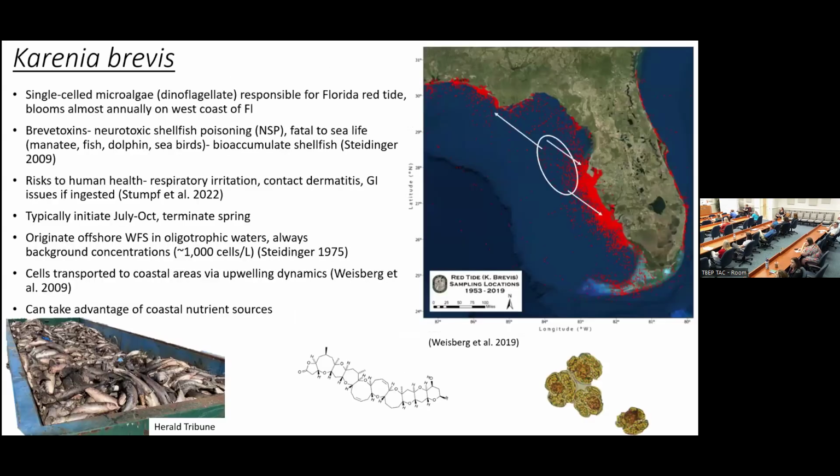Briefly going over Karenia brevis, it's a single-celled dinoflagellate. It's a toxin producer. It produces brevetoxins, fatal to sea life, and it also poses a risk to human health because these toxins can become aerosolized. And these blooms typically initiate in July and October months and then terminate in the spring. However, we have seen these blooms over summer.